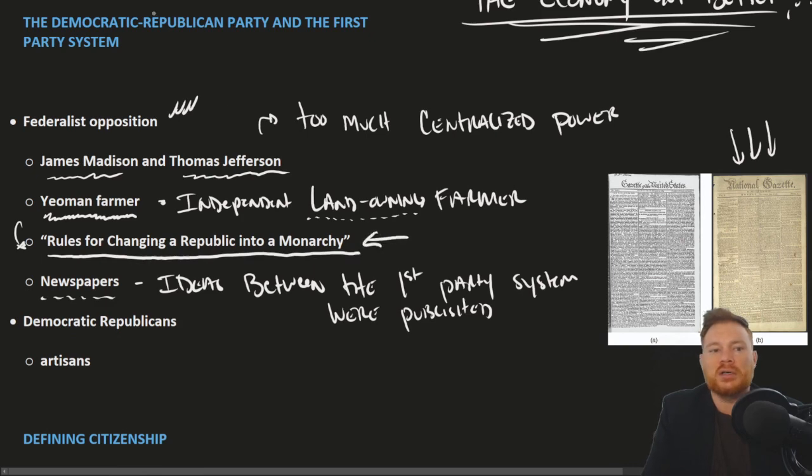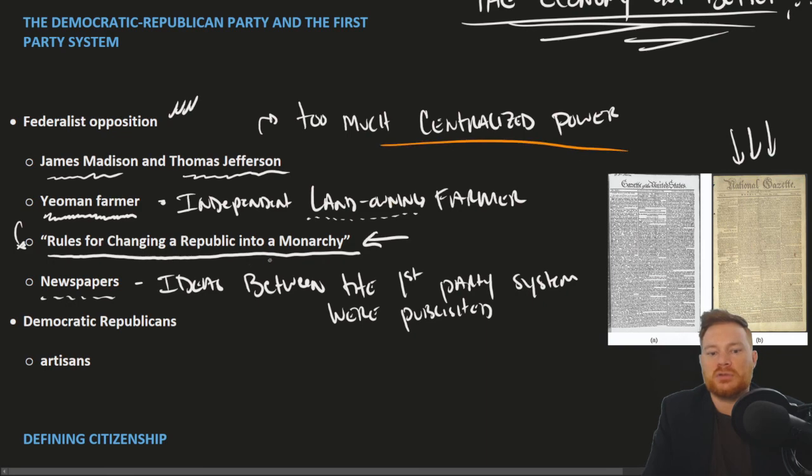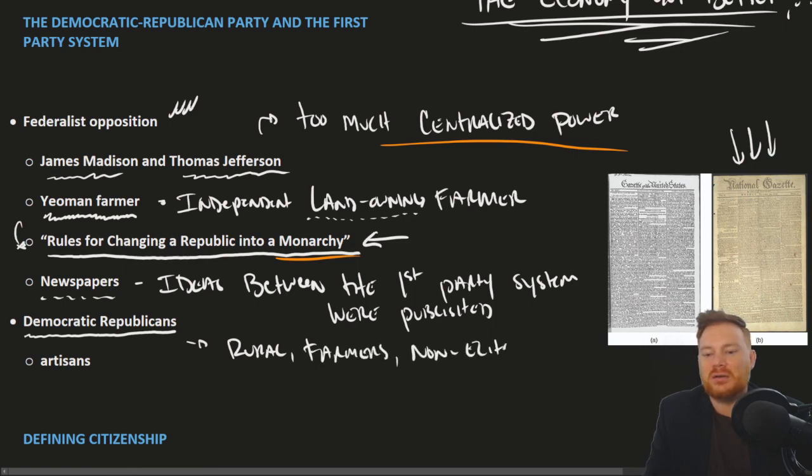Again, this idea of monarchy hearkening back to this notion of too much centralized power, right? That Hamilton and Washington were trying to do that. Like we mentioned before, the Democratic Republicans come to create their own political party. They tend to be more rural. They tend to be more of the farmers. We might call them the non-elites, whereas the elites tend to favor the Federalist Party.